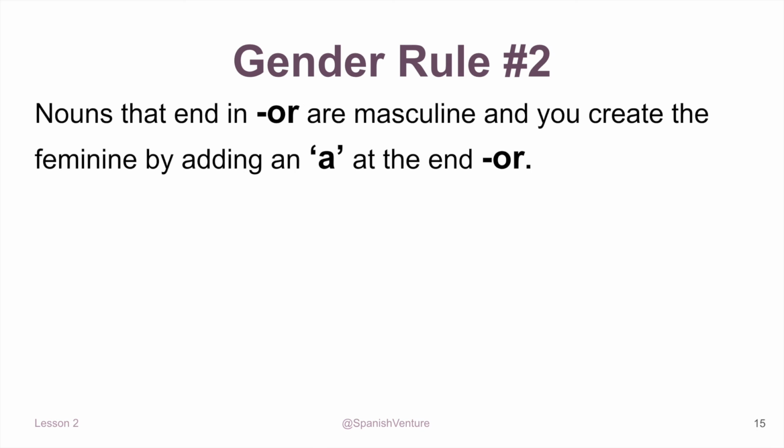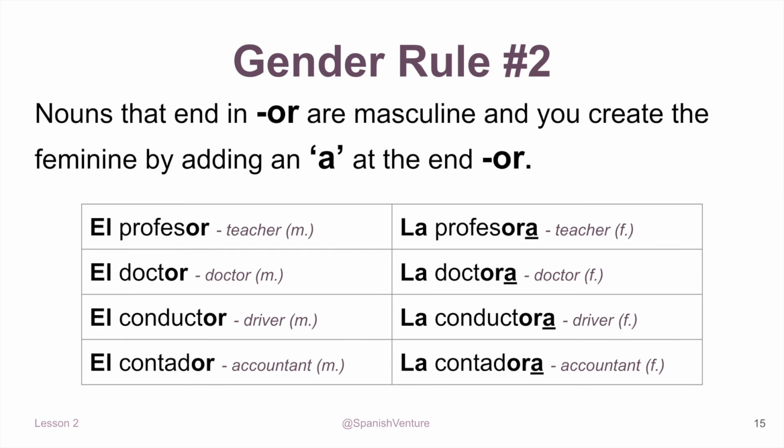Gender rule number 2. Nouns that end in -or are masculine, and you create the feminine by adding a at the end of -or. Ejemplo, el profesor, la profesora, el doctor, la doctora, el conductor, la conductora, el contador, la contadora. Same as in the rule before, if you just say the word without the article, because of the ending, you know if it's masculine and you know if it's feminine.